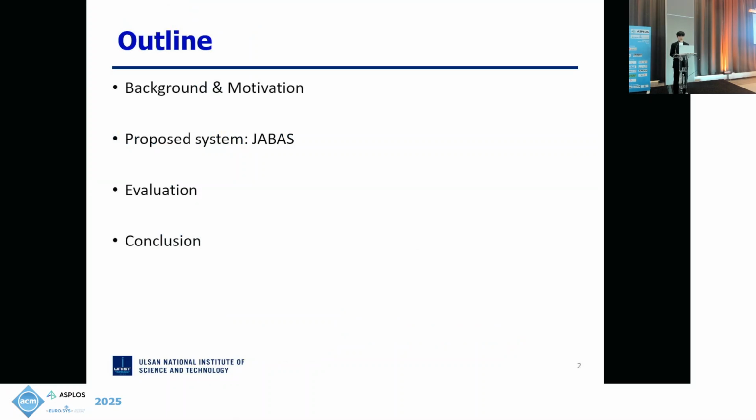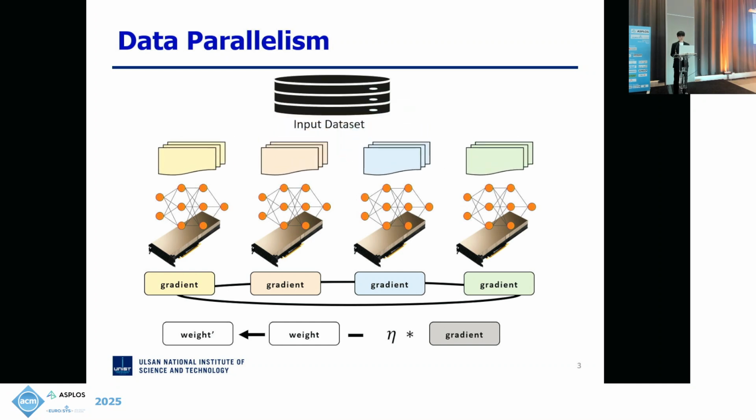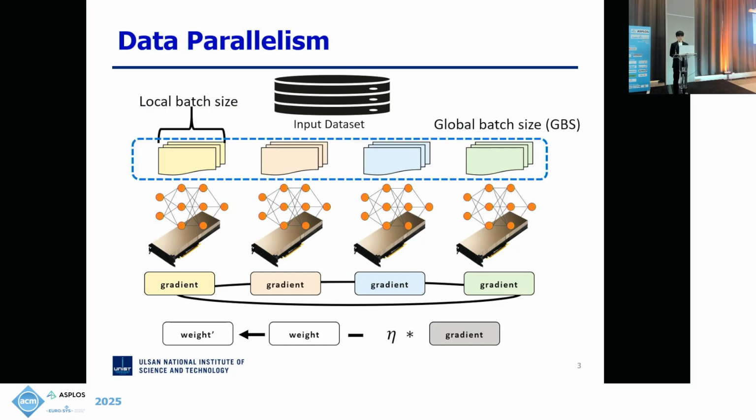Now, I'm going to explain the background and motivation of this work. The common distributed training technique is data parallelism. I just clarified the terms of mini-batch size. Hereafter, the size of data processed by each GPU is local batch size, and the size of data processed by all workers is global batch size. I will call it GBS in short during the presentation.